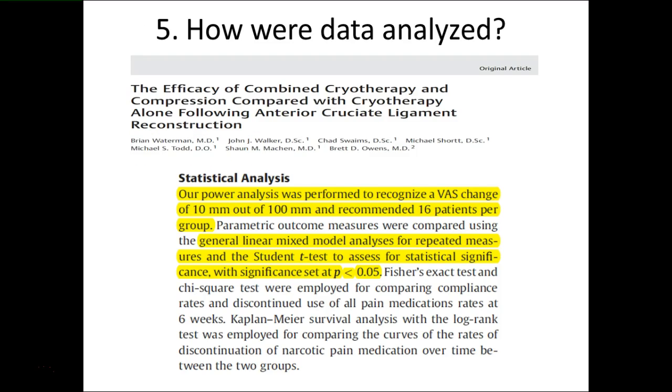Okay, so number 5, how was the data analyzed? There are two different things that we want to look at. We want to look in the statistical analysis section. Number 1, we have the power analysis, right? How did we determine the size of the groups? And then when we go down one section lower, we see what statistical analysis they used. Well, they used a general linear mixed model, or a GLM, repeated measures ANOVA, and also a t-test, right? And so it's clear what they used.